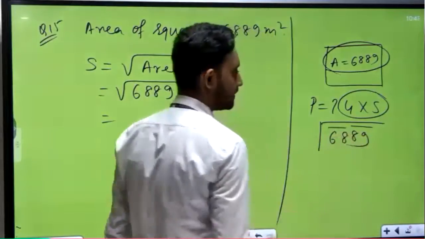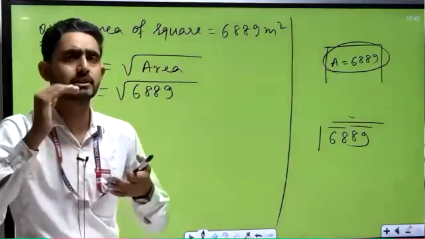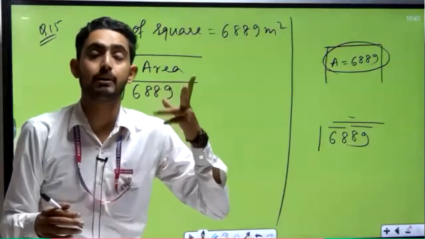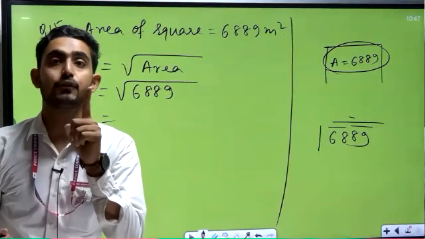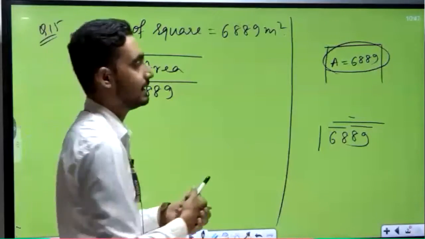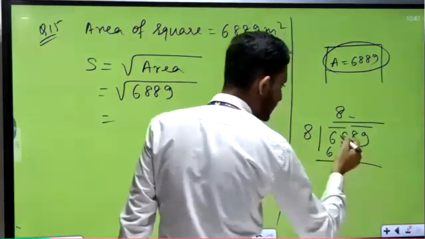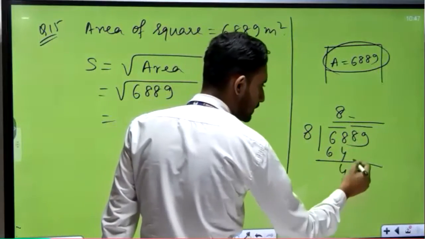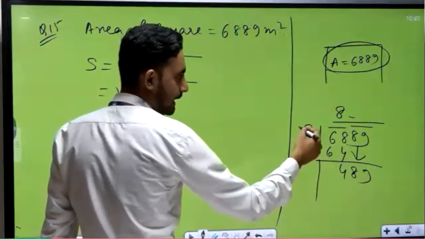2 numbers pair. Now all of you think of 68. Before 68, which square number will come? 64. And 64 is the square of which number? 8. So write down 8. 8 times 8 is 64. 68 minus 64, 4. This pair comes down.